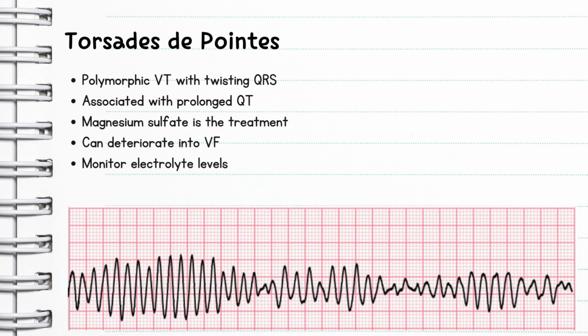Okay, so now let's talk about torsades de pointes. A lot of people just call this torsades for short. What this is, is a specific type of polymorphic VTach, or ventricular tachycardia. It's characterized by a twisting QRS complex. So it kind of looks like an accordion to me. It gets bigger and smaller, bigger and smaller.